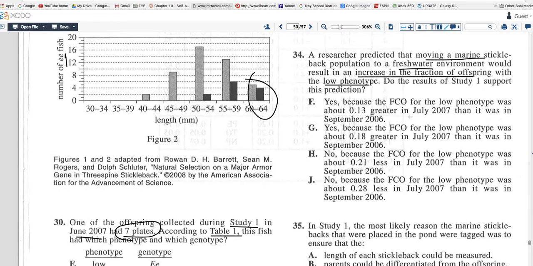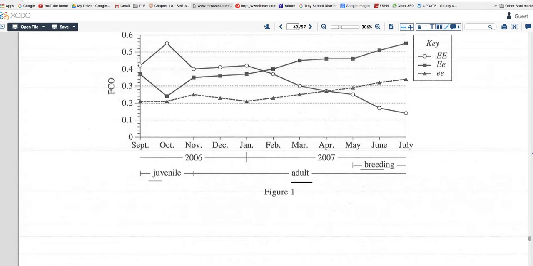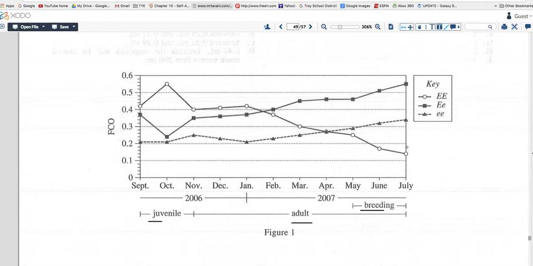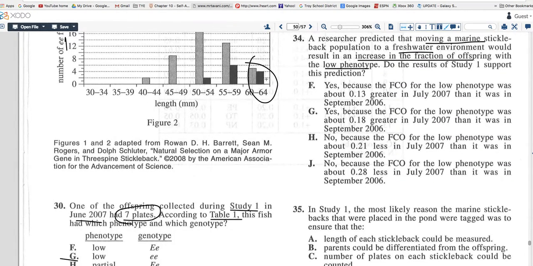because according to study 1, according to figure 1, the increase in the graph was 0.13. Good. From the beginning to the end. Yes, that's all you really need to look at, and that'll give you F. All right, 35. Who can do that?